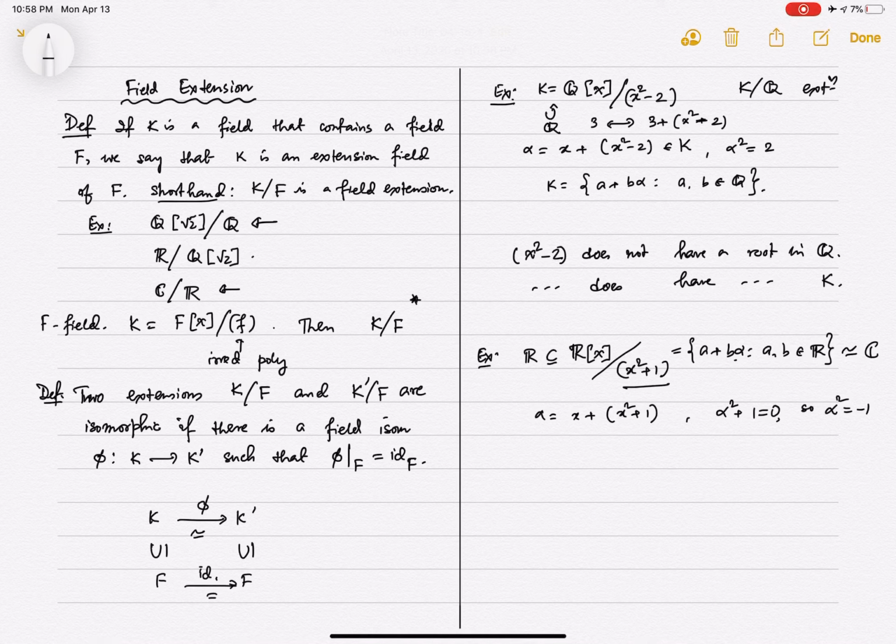And now, in this bigger field, the equation x squared plus 1 has a solution, namely alpha, and minus alpha, in fact. So x squared plus 1 factorizes in this bigger field as x plus alpha times x minus alpha, because alpha squared is minus 1.